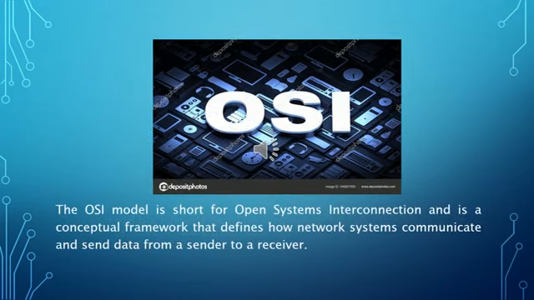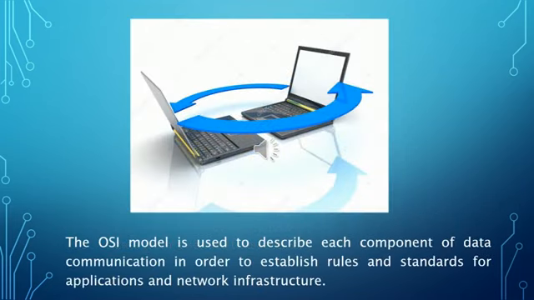The OSI model is short for Open Systems Interconnection and is a conceptual framework that defines how network systems communicate and send data from a sender to a receiver. The OSI model is used to describe each component of data communication in order to establish rules and standards for applications and network infrastructure.